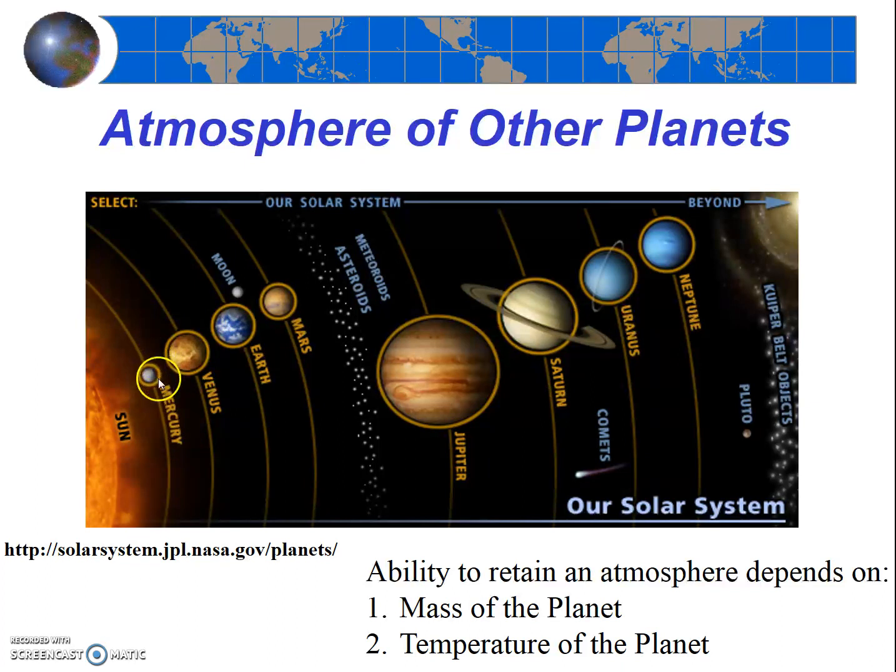First, let's consider Mercury. Mercury is small, so it doesn't have much gravitational force to hold an atmosphere. And it's also the closest planet to the Sun, so it has very high temperatures, which allow the gases to be able to escape more easily. So essentially, Mercury has no atmosphere. And as a result of having no atmosphere, it has no mechanism to protect against temperature extremes. You might remember that regulating temperature is one of the most important things about the Earth's atmosphere.